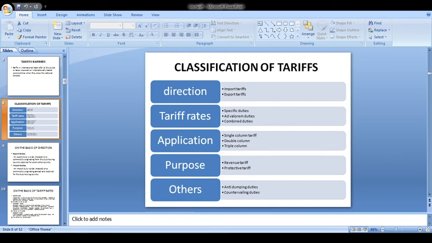Anti-dumping duties are applied to imports which are dumped on the domestic market at prices either below their cost of production or substantially lower than their domestic prices.